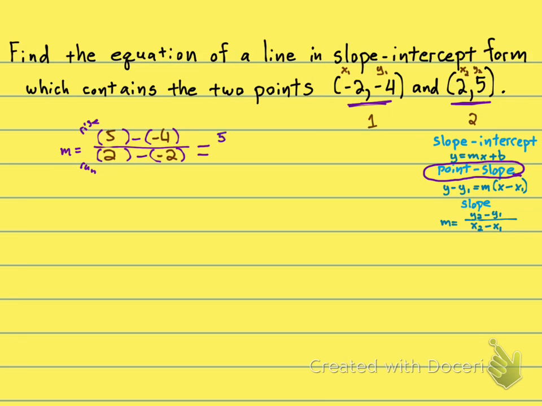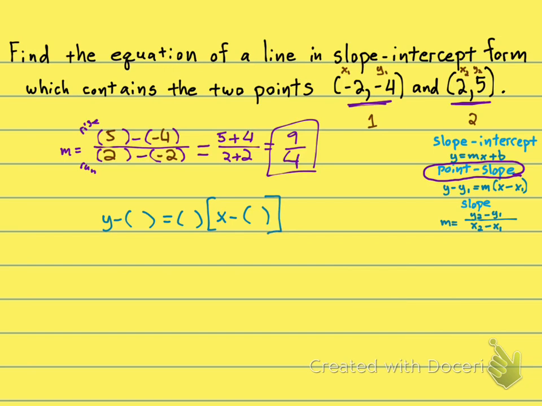In the numerator, we have 5 plus 4. In the denominator, we have 2 plus 2. So that gives me 9 over 4. That's my slope. All right, now I have a point and a slope, and I'm going to use point slope. So y minus y1 equals m times x minus x1. And in this case, I know my m is 9 over 4. Let me put that in here.